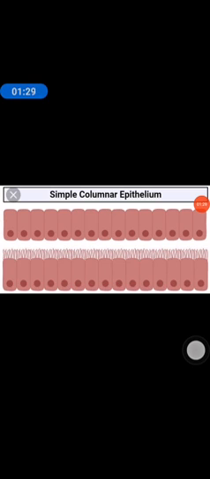Again, I repeat, simple columnar epithelium. The characteristic features of simple columnar epithelium are: cells are arranged in a single layer, all cells rest on a basement membrane, and the most important thing is cell's length is more than breadth, that means cellular height is more. Now, what are the functions of simple columnar epithelium? They play an important role in absorption, secretion, lubrication, and they provide protection.